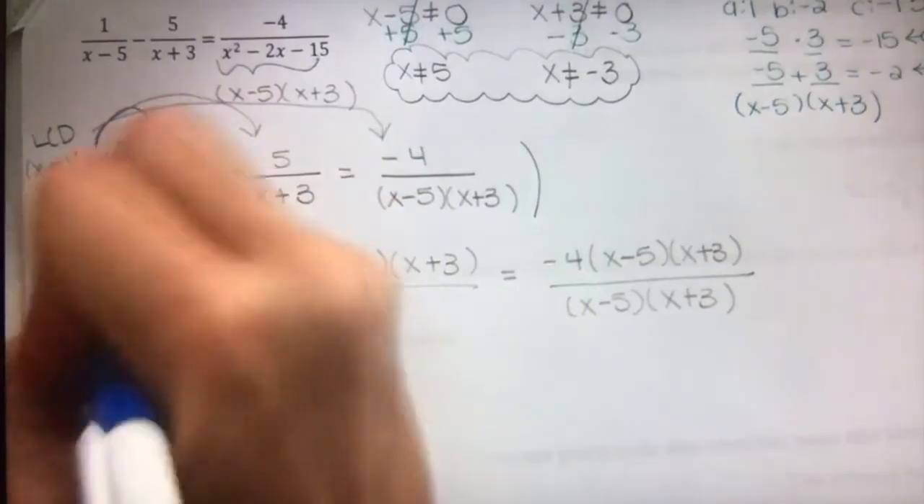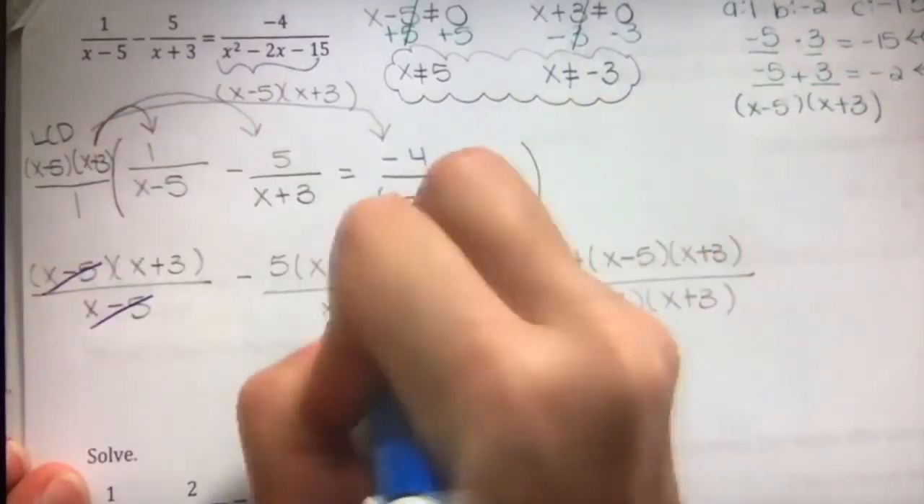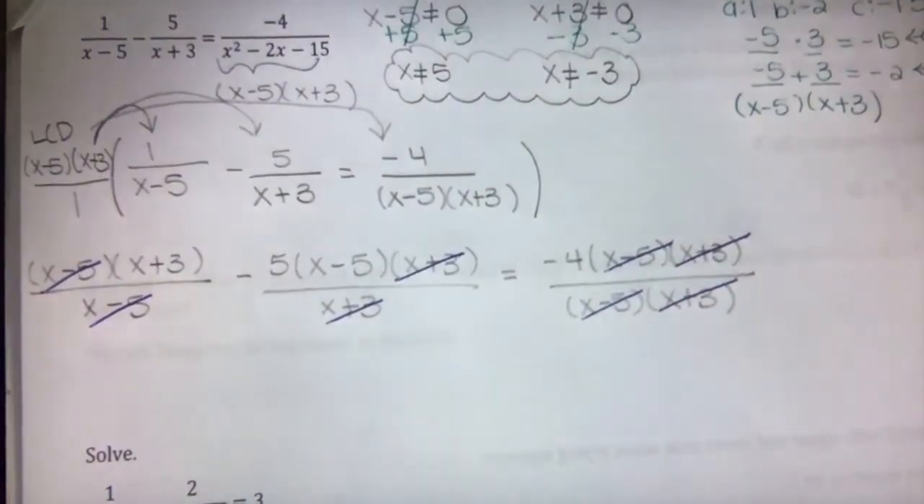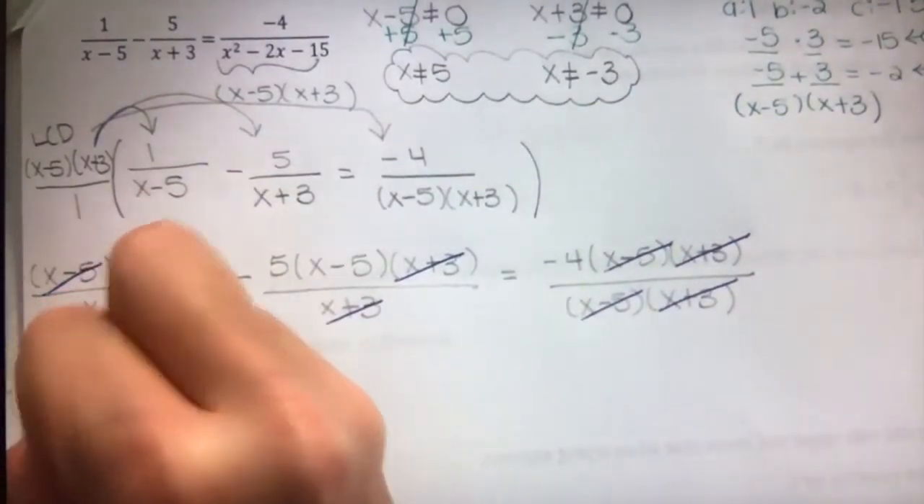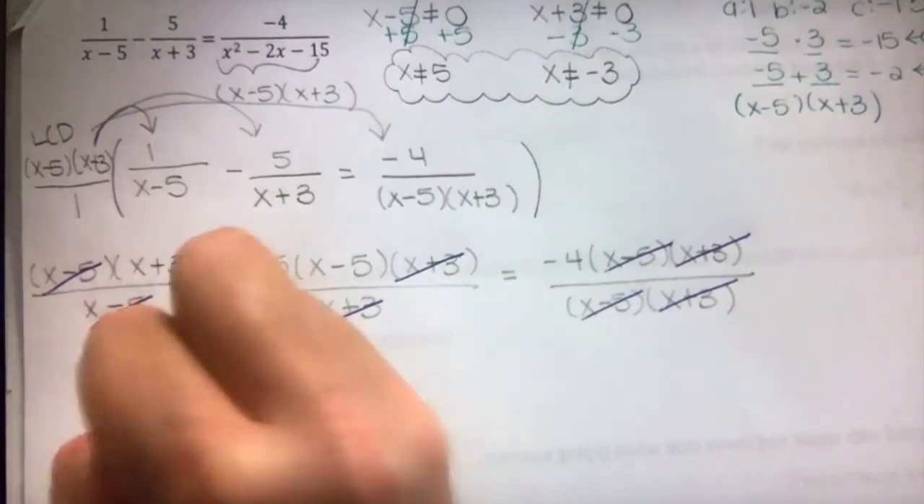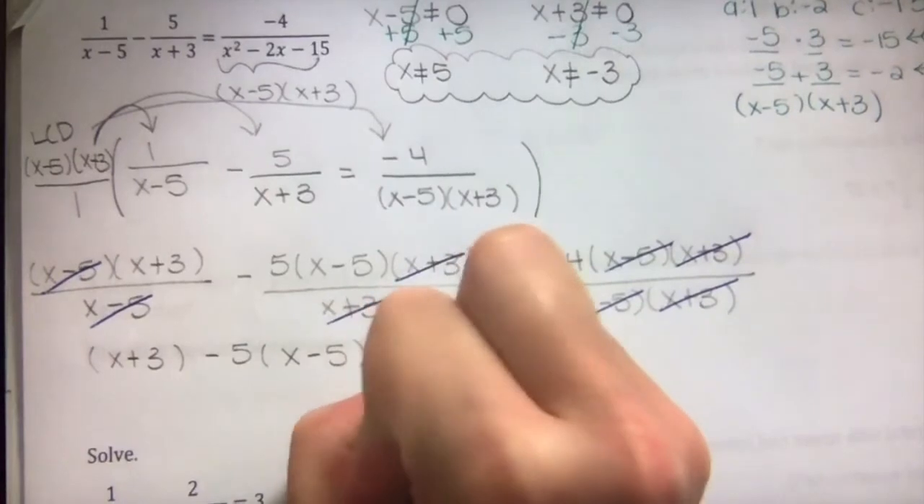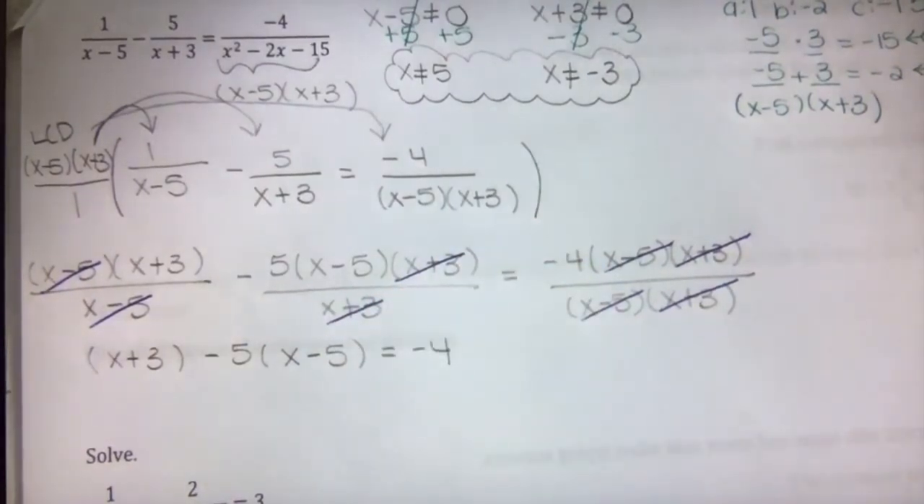So the x - 5s are canceling, the x + 3s are canceling, and both x - 5 and x + 3 cancel out. So we are left over with x + 3 minus 5 times (x - 5) equals negative 4. So now we can solve it just like we would do a normal equation.